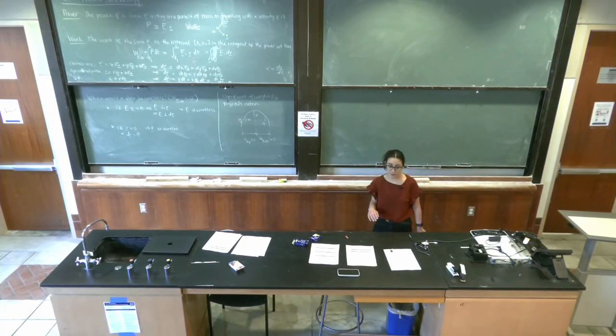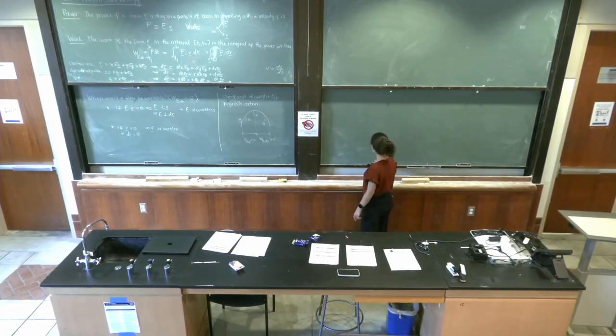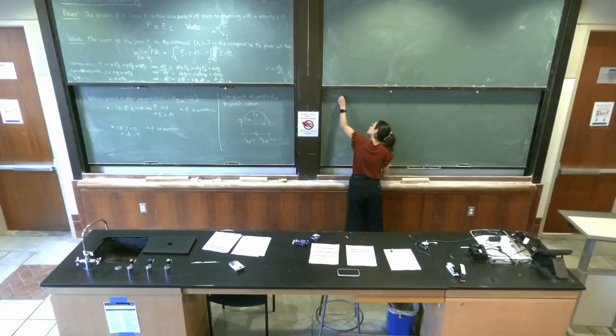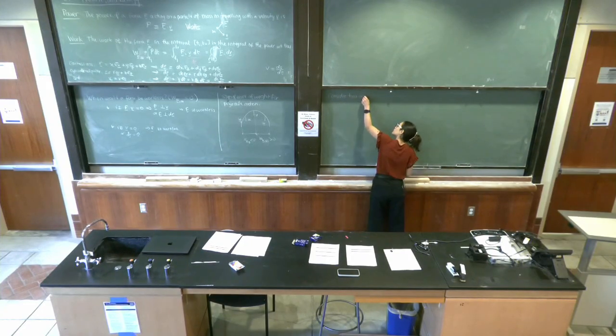Any questions? Okay. So let's think of an example. Consider two smooth rails.